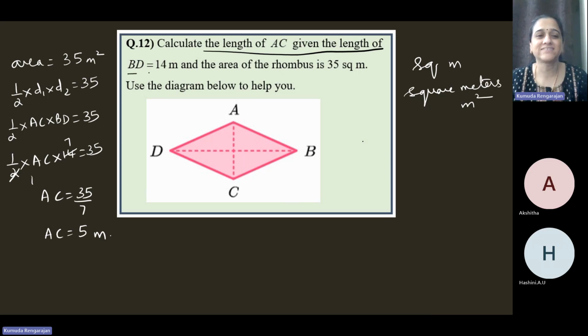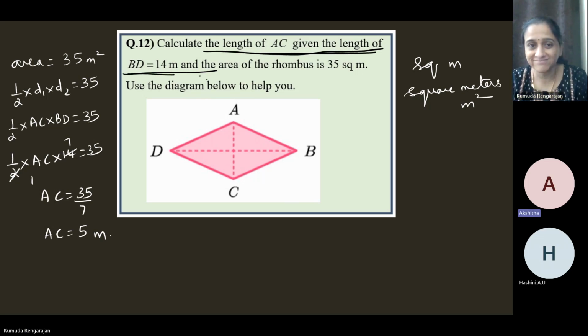Yeah, read this. Heads down, all of you. Yeah, Akshita, you read this. Calculate the length of AC given the length of BD 14 centimeter.